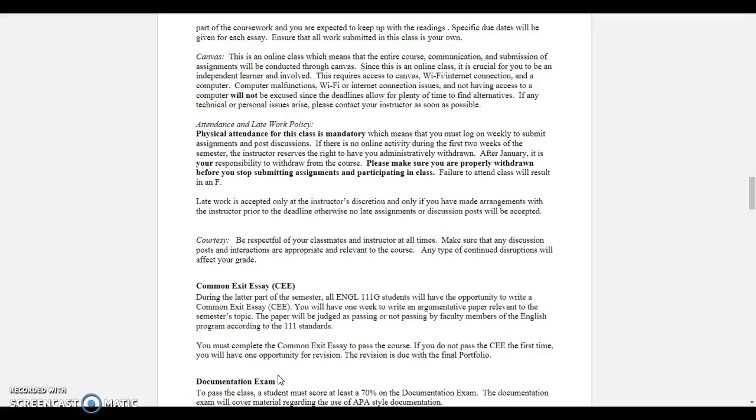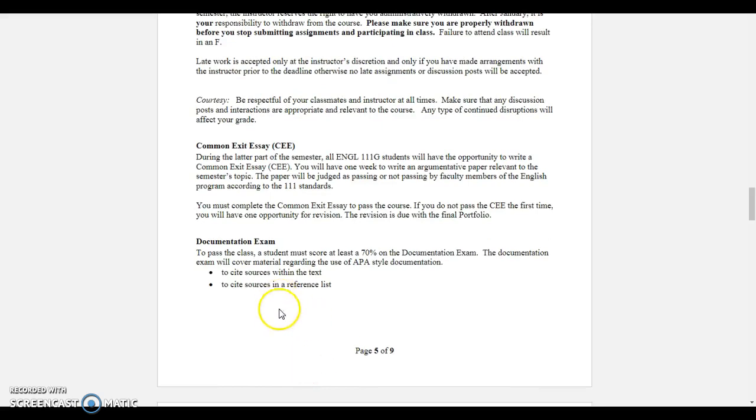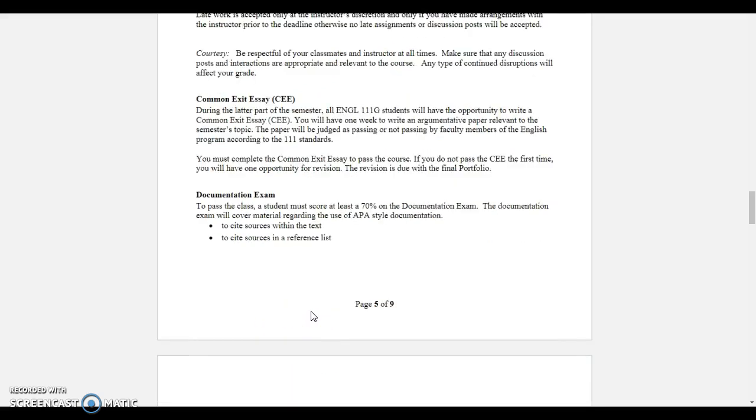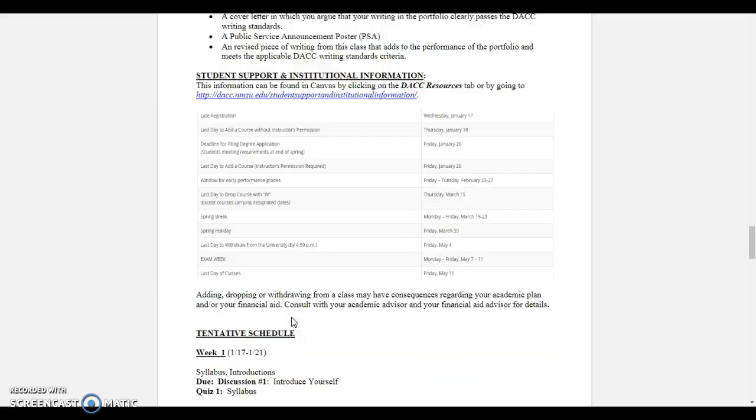So you will have 2 opportunities to pass the essay. The first time, nobody can help you. The second time, I can help you, tutors can help you. So I'll provide more instructions on that when the time comes. I already mentioned that another requirement is to pass the documentation exam with a 70 or higher.